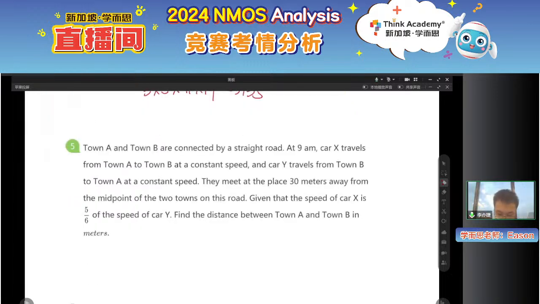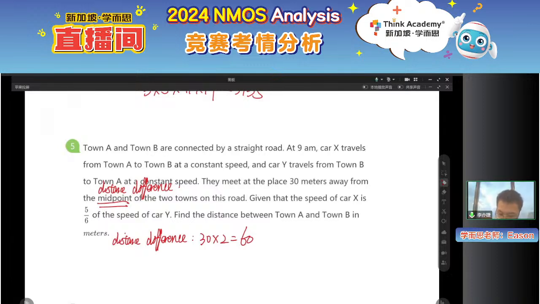Question 5, right? Cars X and Y meet at a place 30 meters away from the midpoint. When we see the midpoint in an encounter problem, it always refers to the distance difference. Now it's 30 meters away from the midpoint, so the distance difference is 30 times 2, which is 60 meters.